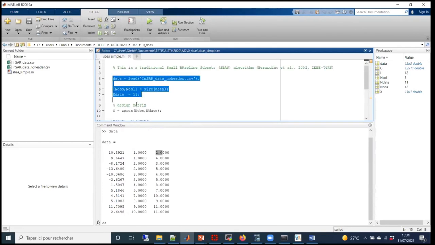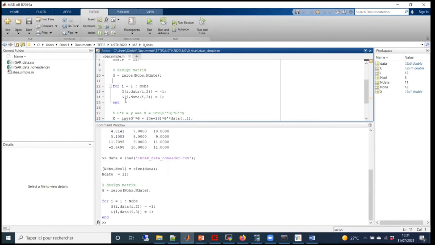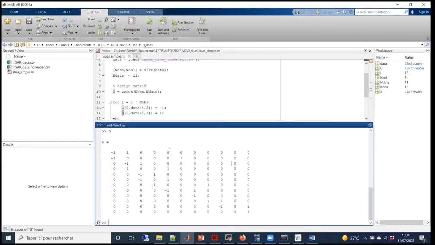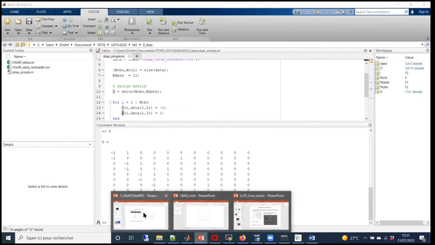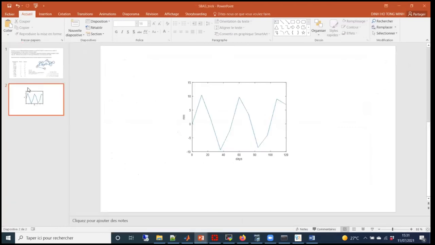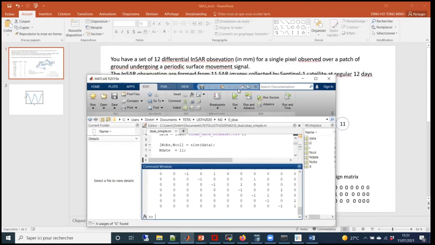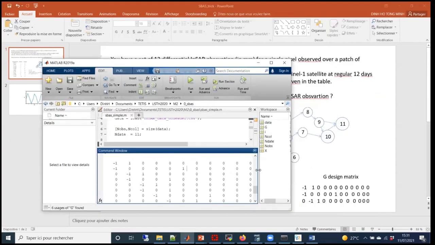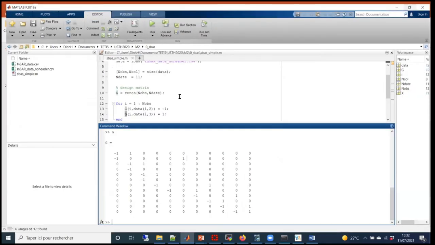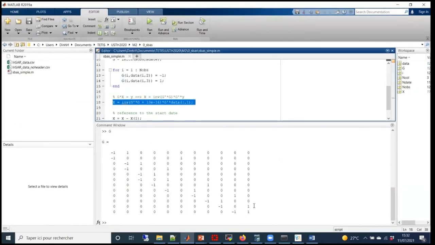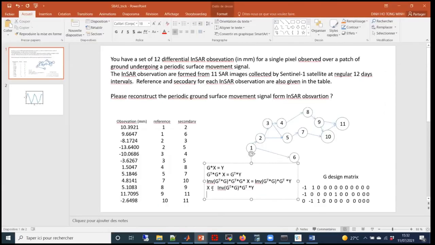So whenever we are done, we got this one. So we got G, you see here. The G design matrix is just minus one and one. That is something we already discussed. You see here that it's minus one and one, minus one and one, here minus one and one, minus one and one. So the design matrix is very easy to write. And then whenever we do the inverse, we got this one, like the one we have here. So that is exactly the same.